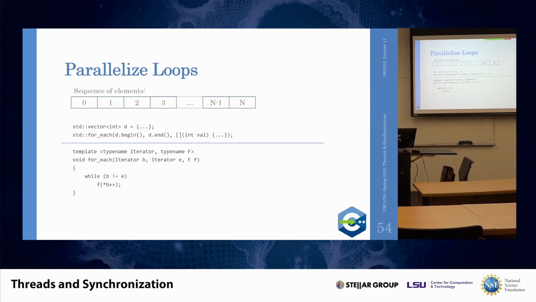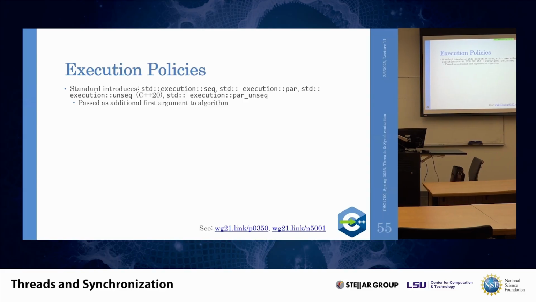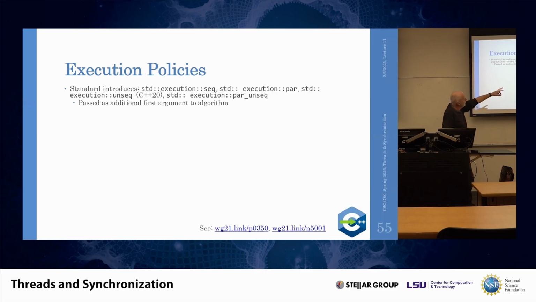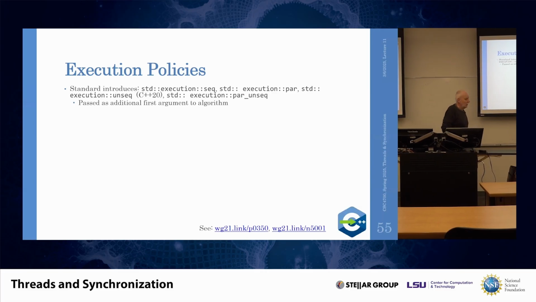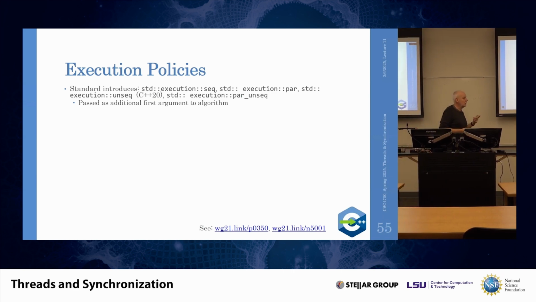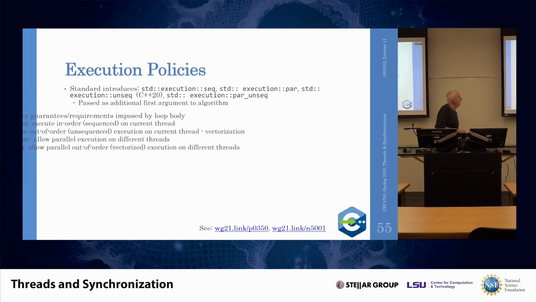Anyway, let's parallelize that. So let's go back to what the standard says. The standard introduced so-called execution policies, which are called seq, par, unseq, and par_unseq. Those are special predefined objects that can be passed as a first argument to our for_each, or to any of the standard algorithms actually.